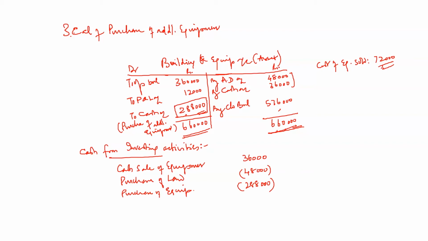336 is negative, minus 36 is 3 lakhs, negative. This is cash outflow, or you can take it as net cash outflow on investing activities.